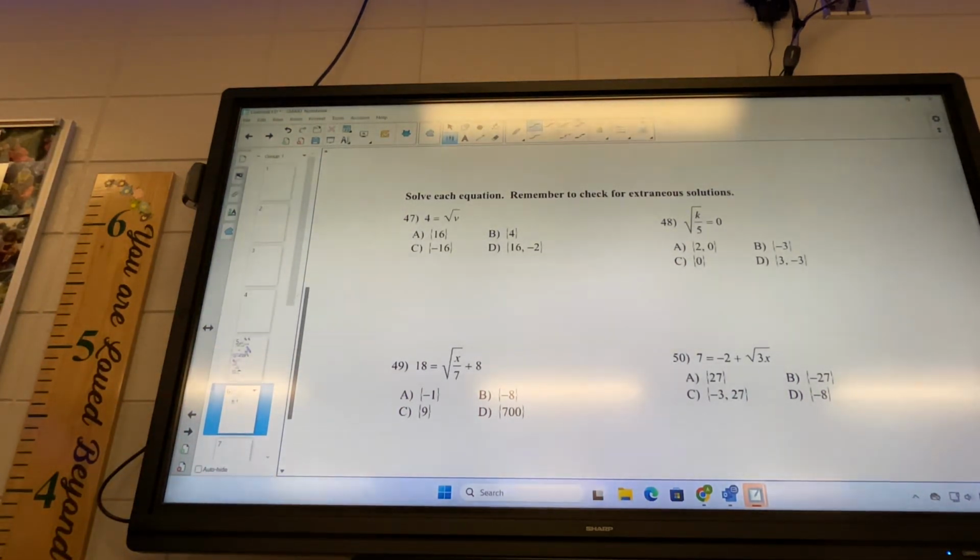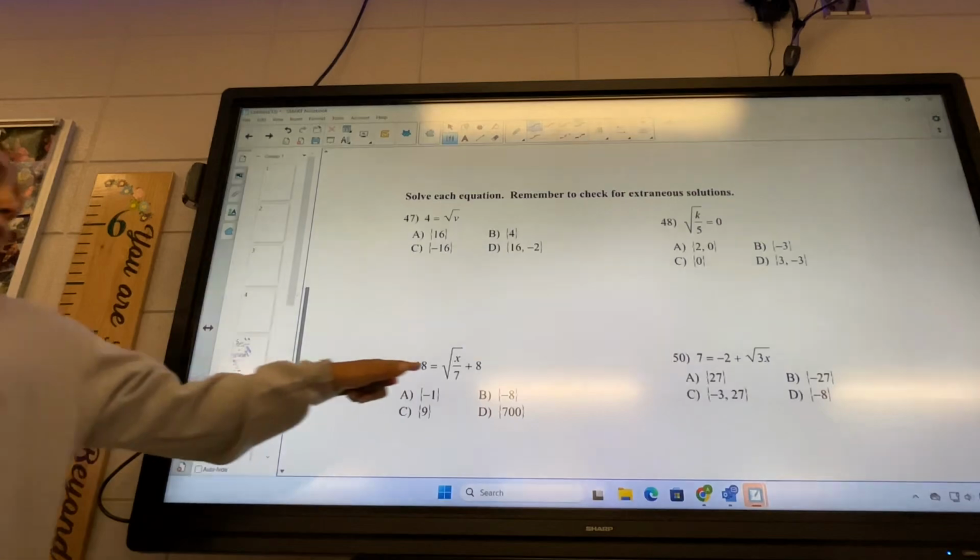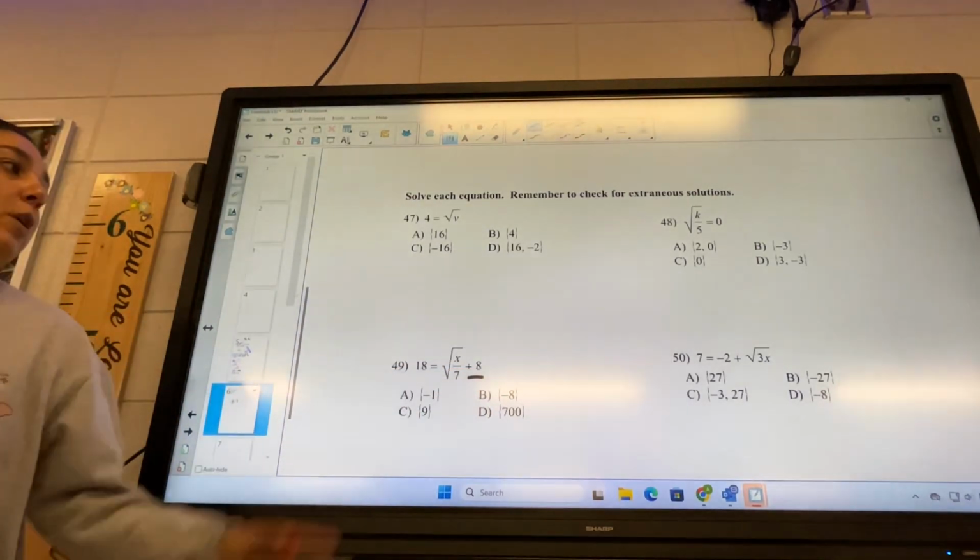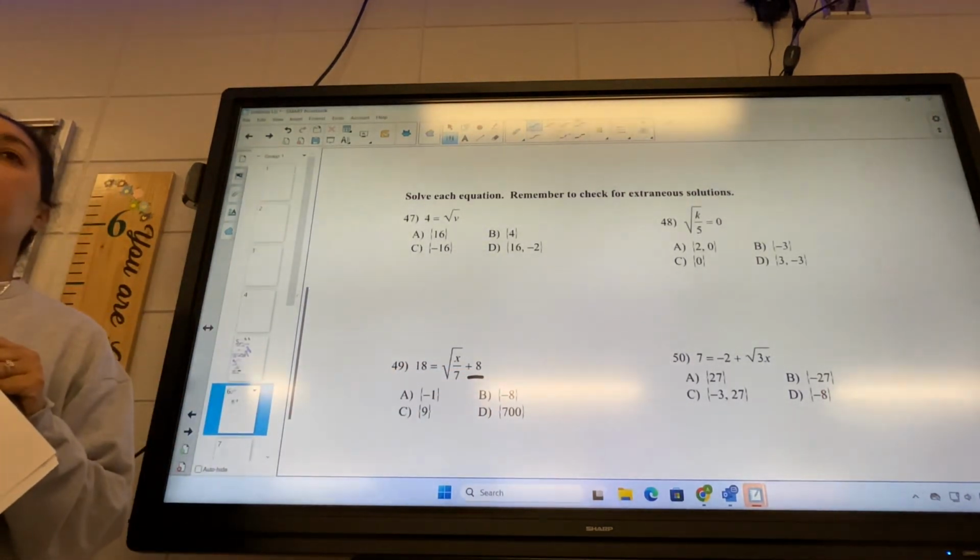If it's by itself. Yeah, so everything has to be underneath the radical, on the radical side, before we can do baby 2. So like this one, you have to move the 8 first before we can do baby 2. What do you have to move first on 50? Oh, you gotta move the 4.